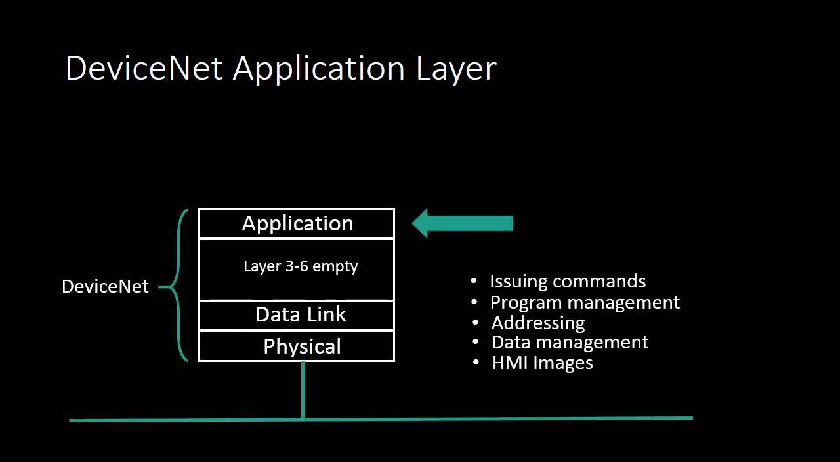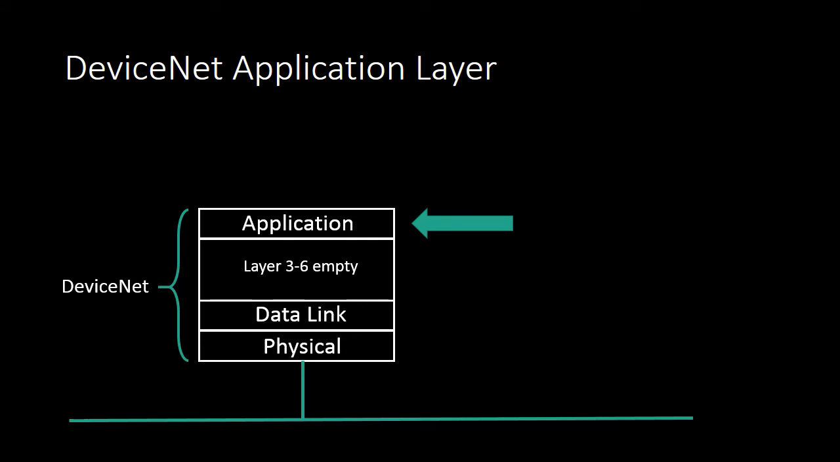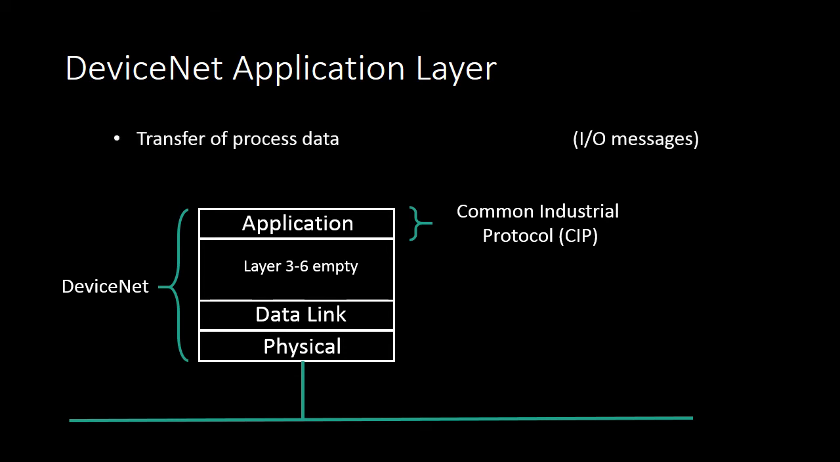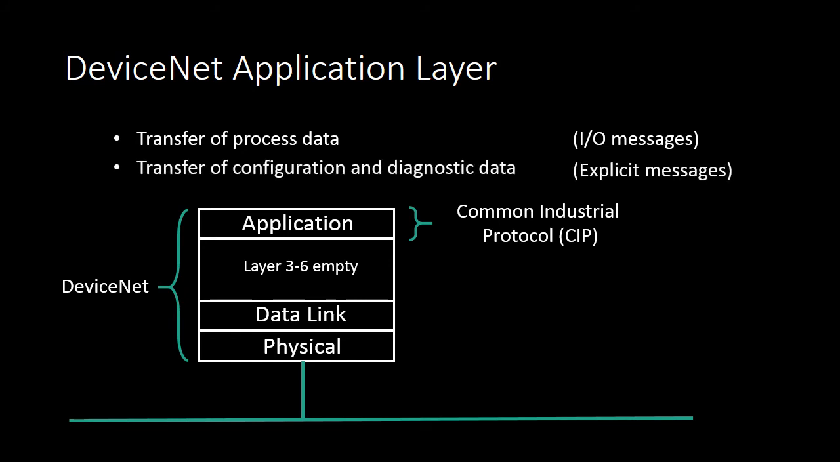It is not concerned with the actual services, but more with their presentation to the user and programming of the network. DeviceNet uses the Common Industrial Protocol, CIP, in the application layer, which is an object-oriented protocol. The CIP has two main purposes: the transport of data to and from devices, and the transport of configuration data and diagnostic information of the system being controlled.